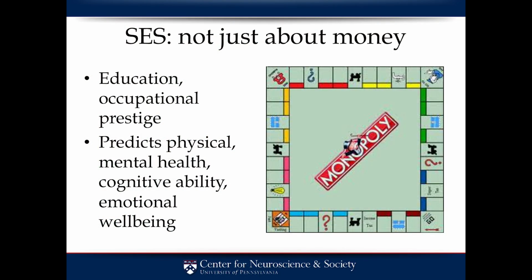So I want to begin with just a definitional point: socioeconomic status is not just about money. Typically, researchers operationalize it as a combination of income or other financial factors, educational attainment, and occupational prestige, which is actually quantified by various sociologists. And it powerfully predicts basically every life outcome that you would care about: physical health, mental health, cognitive ability, emotional well-being, and I could list more and more items. But there are steep SES gradients in all of these outcomes.